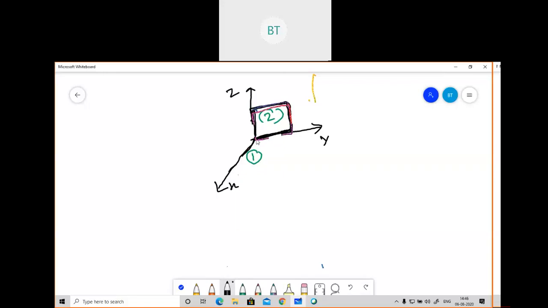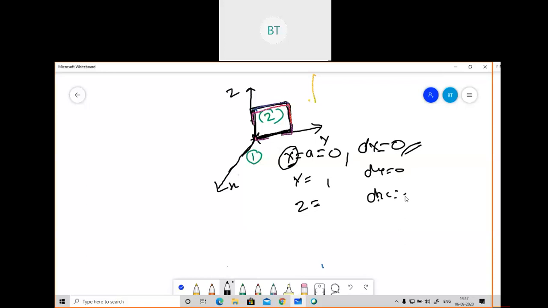For this surface, if you see the value of x, what is x? x is equal to 0, since x is fixed here, no movement of x. So I'll write x equal to 0. If the value of x is 0, dx will automatically be 0. Whatever I take, if I take y, I'll write dy equal to 0, and if I take z, I'll write dz equal to 0.